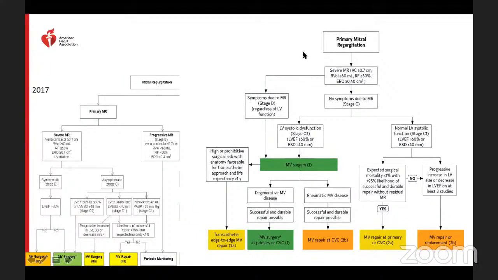This diagram just summarizes the recommendation for intervention in case of chronic primary MR, in comparison to the previous 2017 modified guidelines. As we can see here, for severe symptomatic chronic primary MR, regardless of LV function, that's a new statement. And if the patient will go for surgery, but with high or prohibitive surgical risk with anatomy favorable for transcatheter repair, it's a class 2A to go for transcatheter edge-to-edge repair. This is new as well.